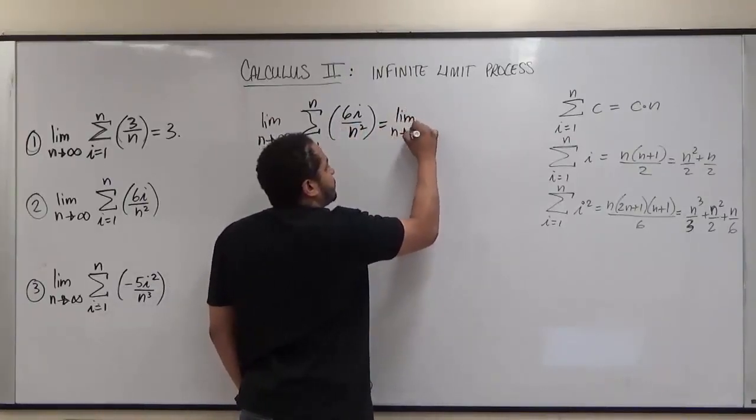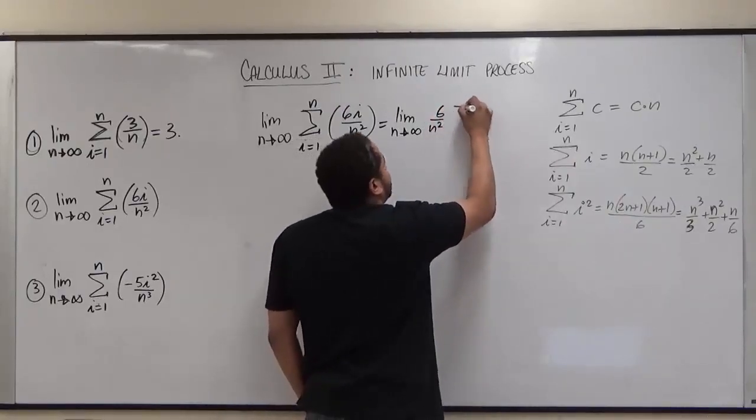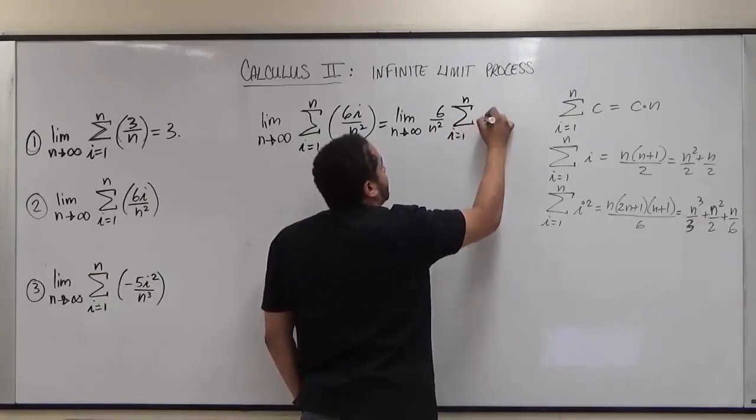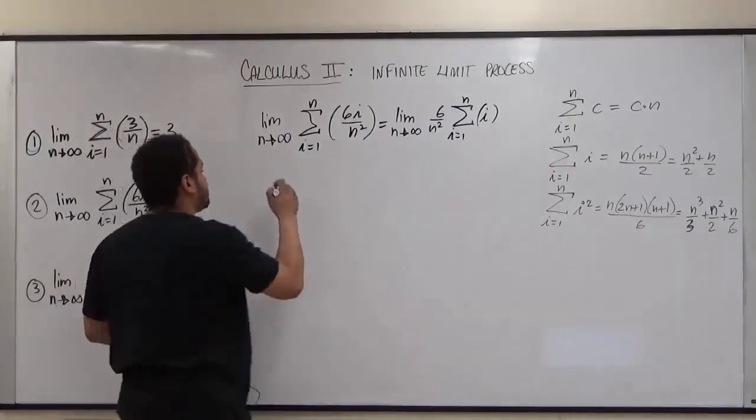So we have the limit as n approaches infinity of 6 over n squared. And here we have the summation, with i on top, n on the bottom, and we have the term i. So now we can take the summation. So let's begin it then.